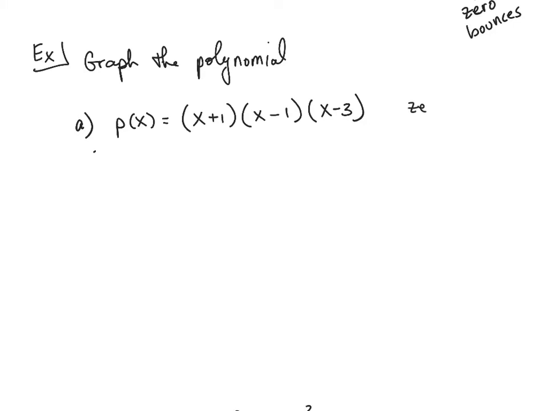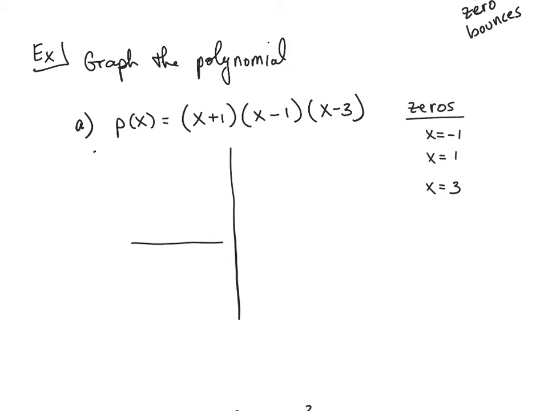So the zeros are x equals -1, x equals +1, and x equals +3. Each of those just comes from the factors. Now, because none of these factors are duplicated or repeated, none of these zeros have multiplicity. And so each of these x-intercepts is going to cross through the x-axis. None of them are going to bounce off.